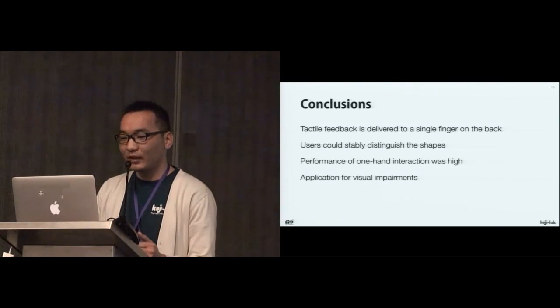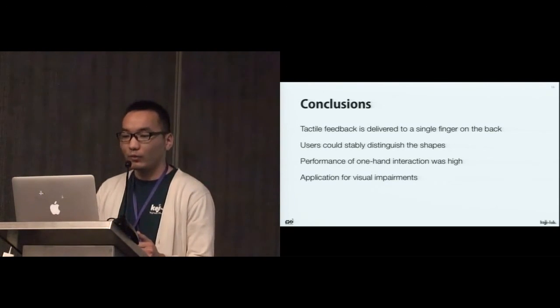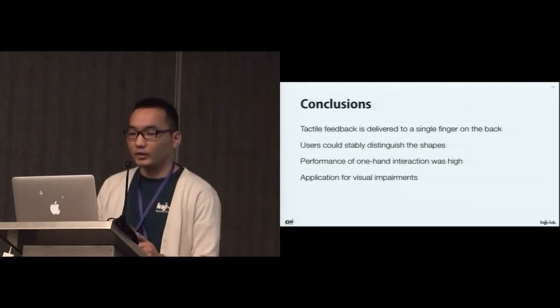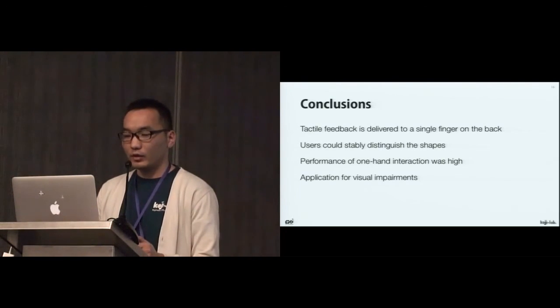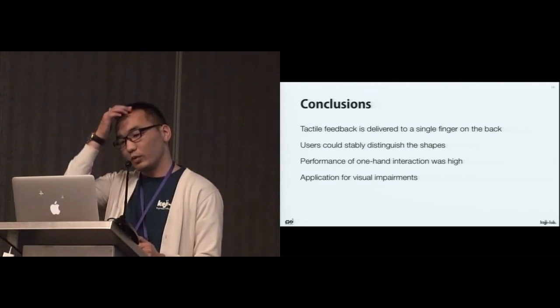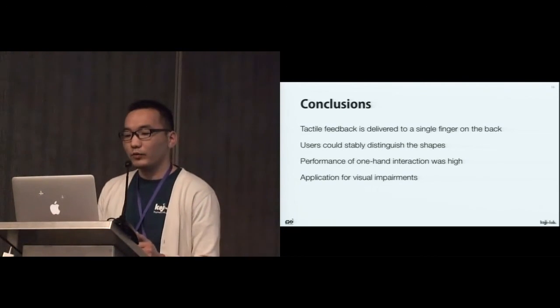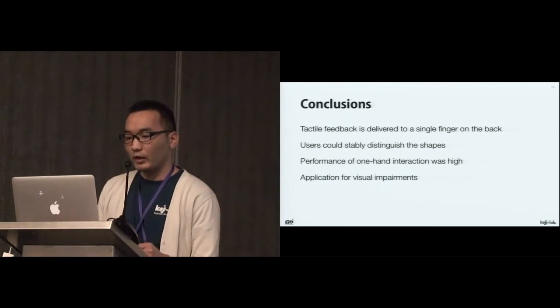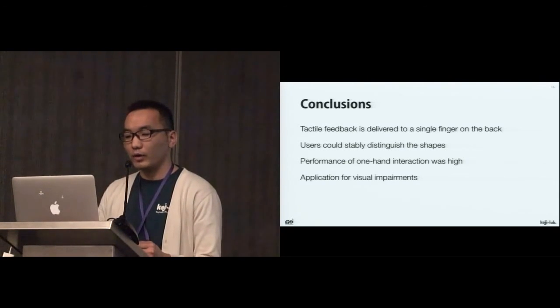Now, the conclusion. We made a high-density tactile feedback method, and we conducted experiments and found that users could stably distinguish the shapes, and the performance of one-hand interaction was high. In the future, we are planning to develop applications for the visually impaired.